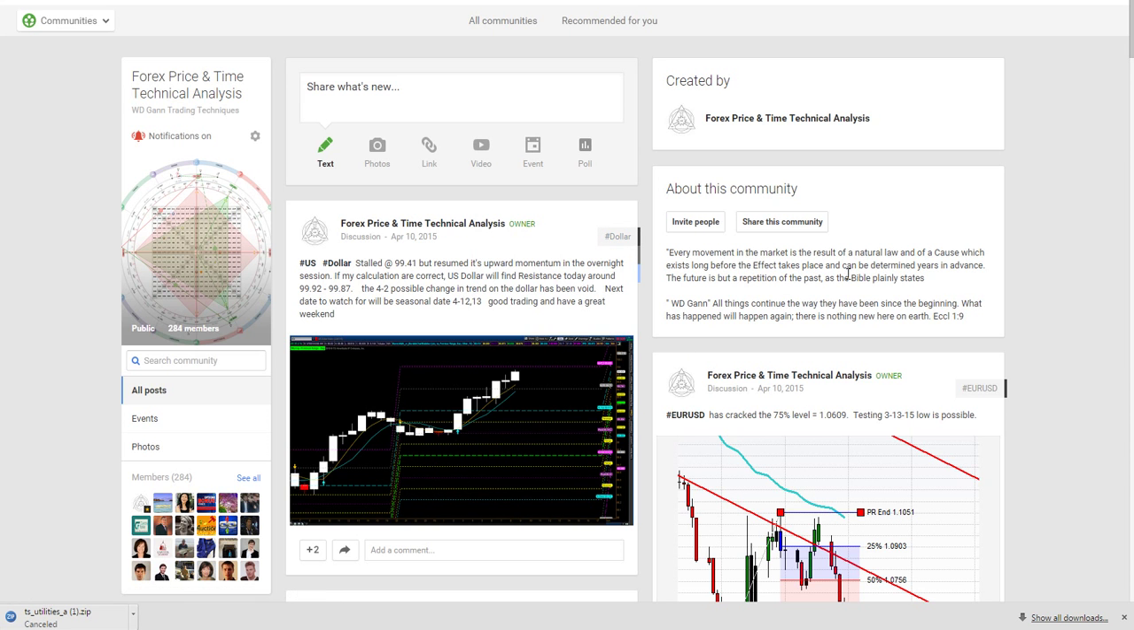So I'm going to show you that this theory, most of the time, is true. And you're going to see why I say most of the time is true. Sometimes it's a little off, but generally it's on point.